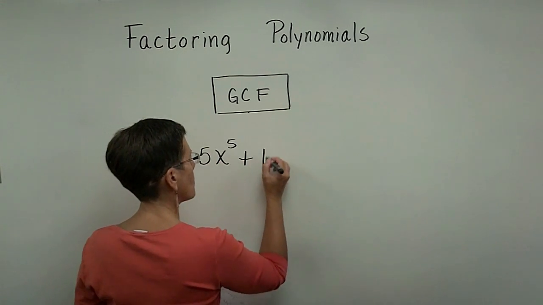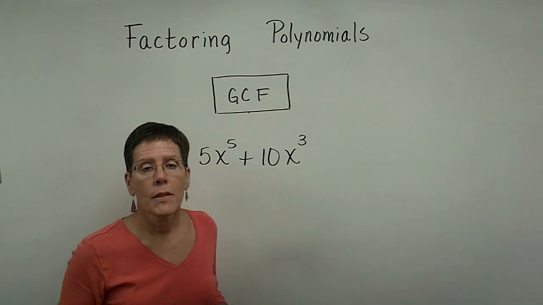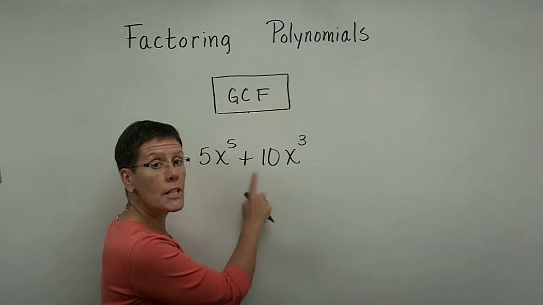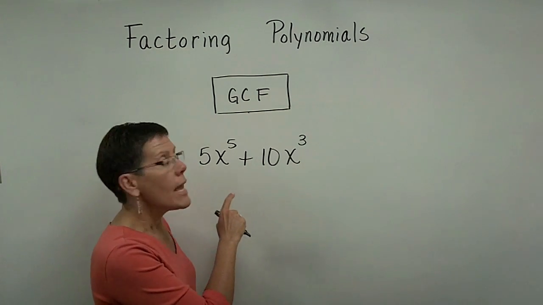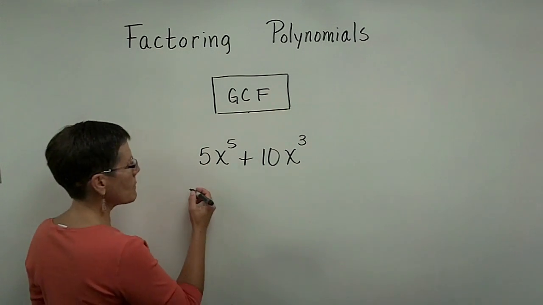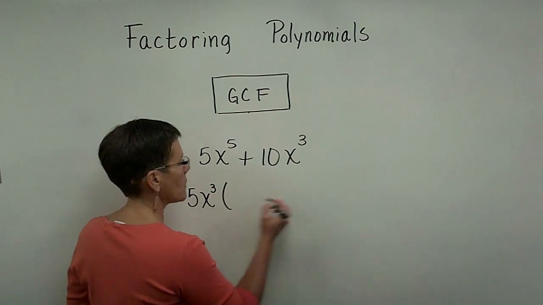In this problem, they share a numerical factor that is common to both of them. That's the number 5. A 5 can be pulled out of each one of those successfully. And in terms of the variable, we can pull out x to the 3rd power. So the greatest common factor in this one is 5x to the 3rd power.